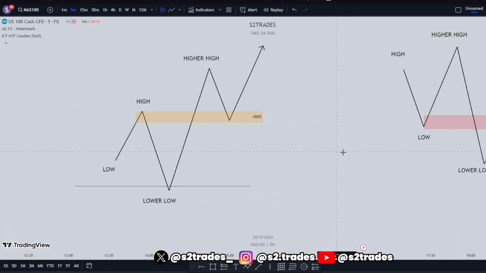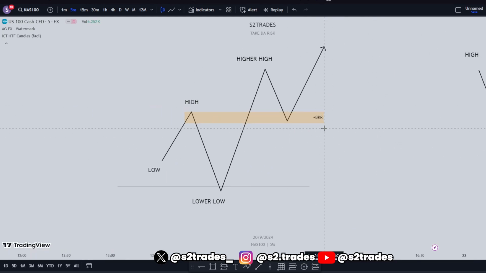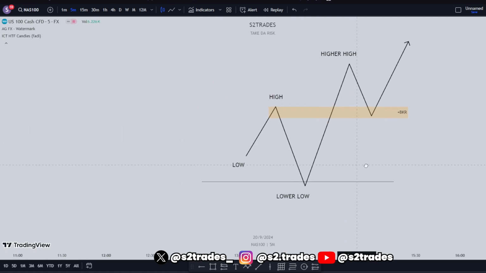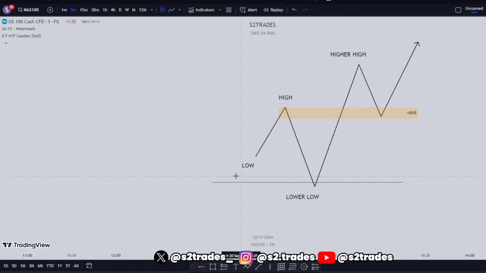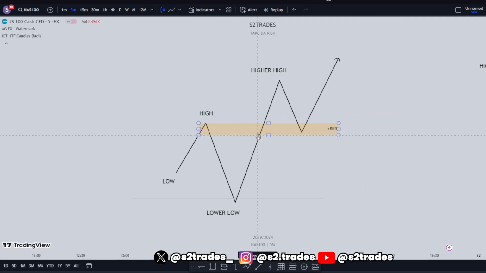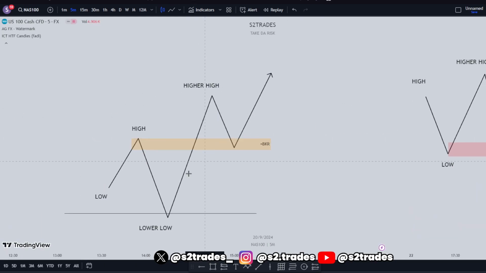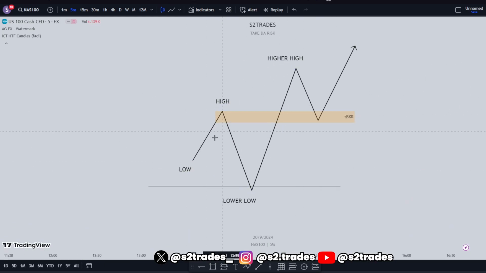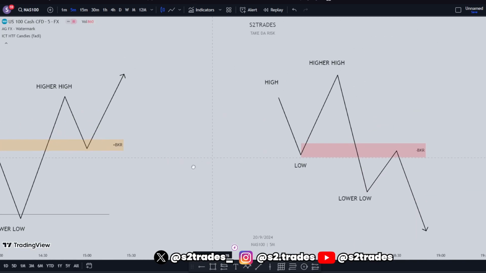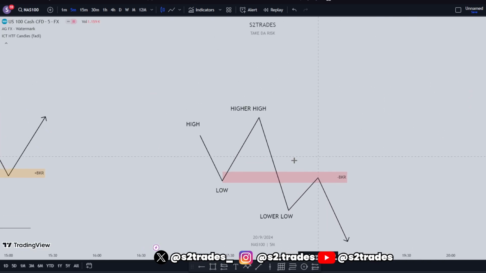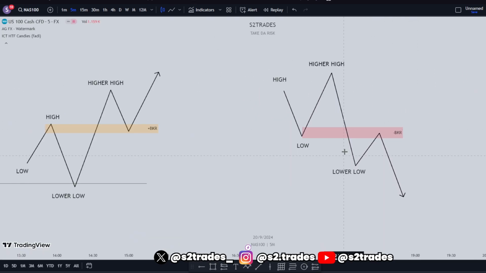That's the strength of breaker blocks. It's just an entry model, or you can use it if you're late on an entry, which is at least what I use it for. So I see this liquidity sweep. Let's say I missed this big run up, I could wait for a retracement to this breaker block, and then I could go long here. Basically, these retail traders try to go long a little too early.